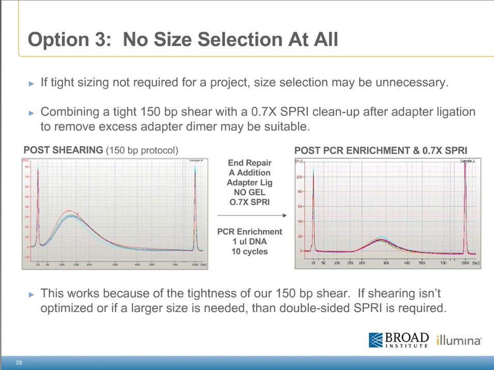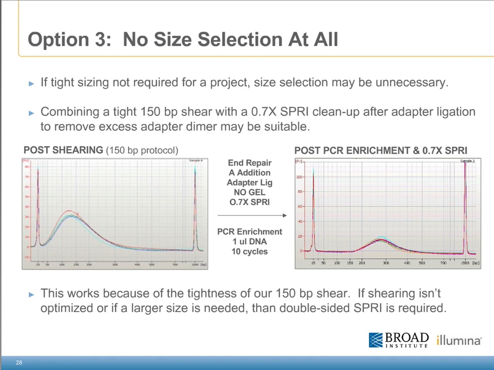What we do is we combine a 150 base pair shear and a 0.7x SPRI. So you end up with fragments that have inserts of about 150 to 200 base pair, and that low X SPRI, the 0.7x SPRI, has gotten rid of all of your adapter dimers, so that's not a concern. So really, you don't need to do any gel at all.